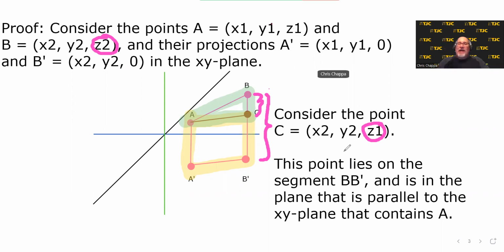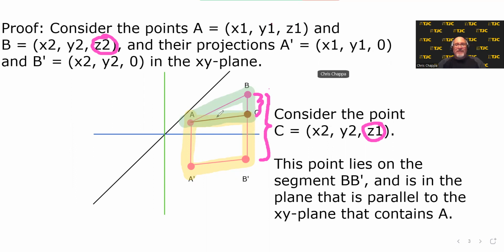Because we're trying to establish this right angle right here. And we've established that BB prime is perpendicular to the XY plane, and the XY plane is parallel to a plane containing AC, which means that the segment BC is perpendicular to AC. Not sure if I said that as clearly as I wanted to, but let's wrap this up. We have a right triangle. This green thing is a right triangle.